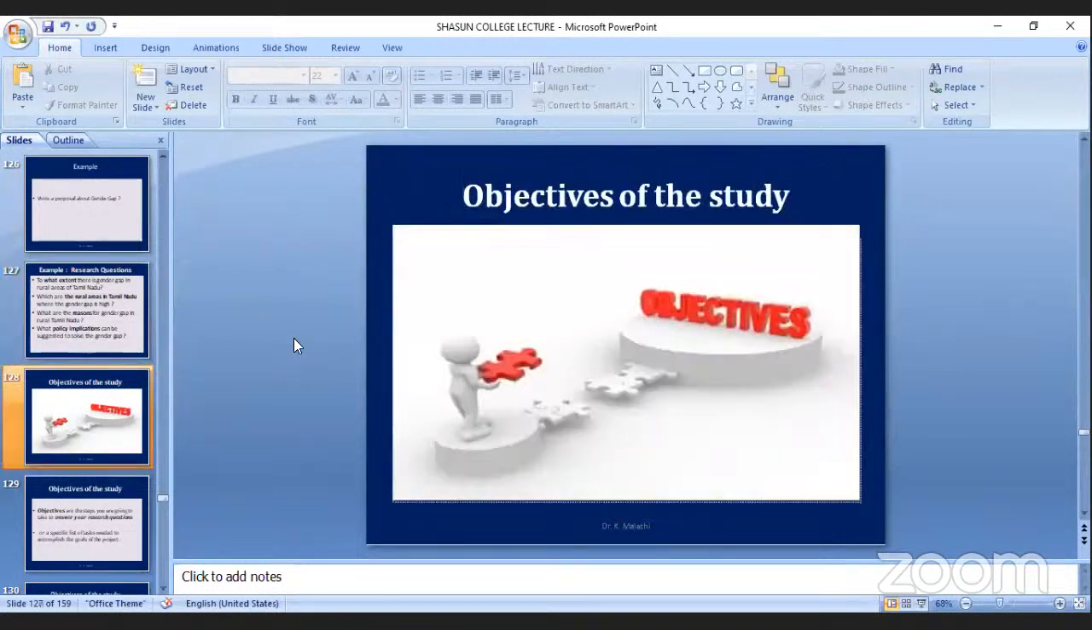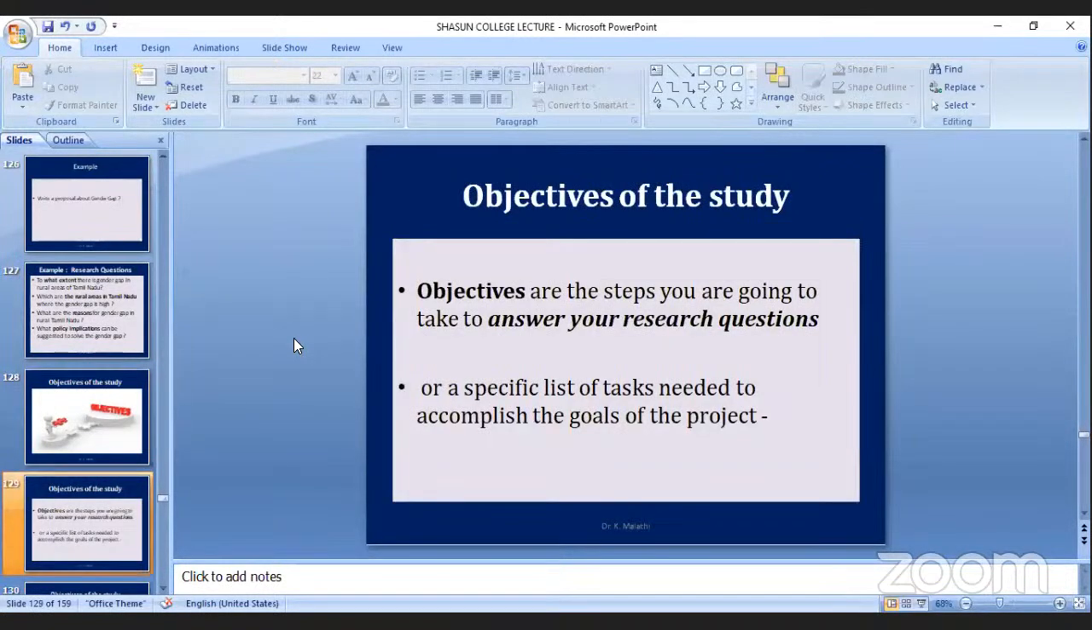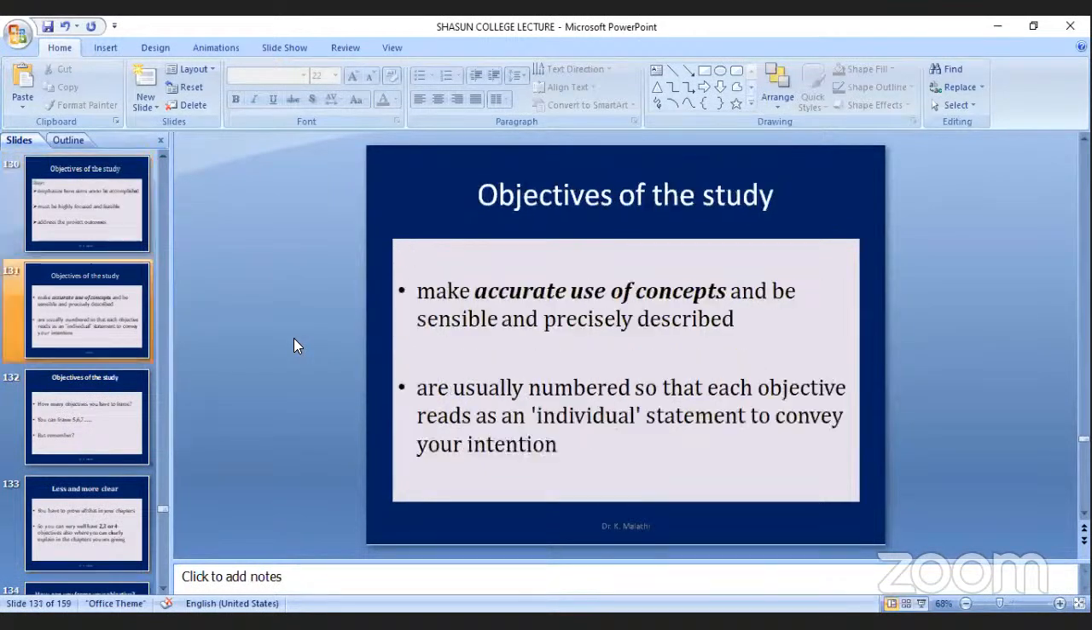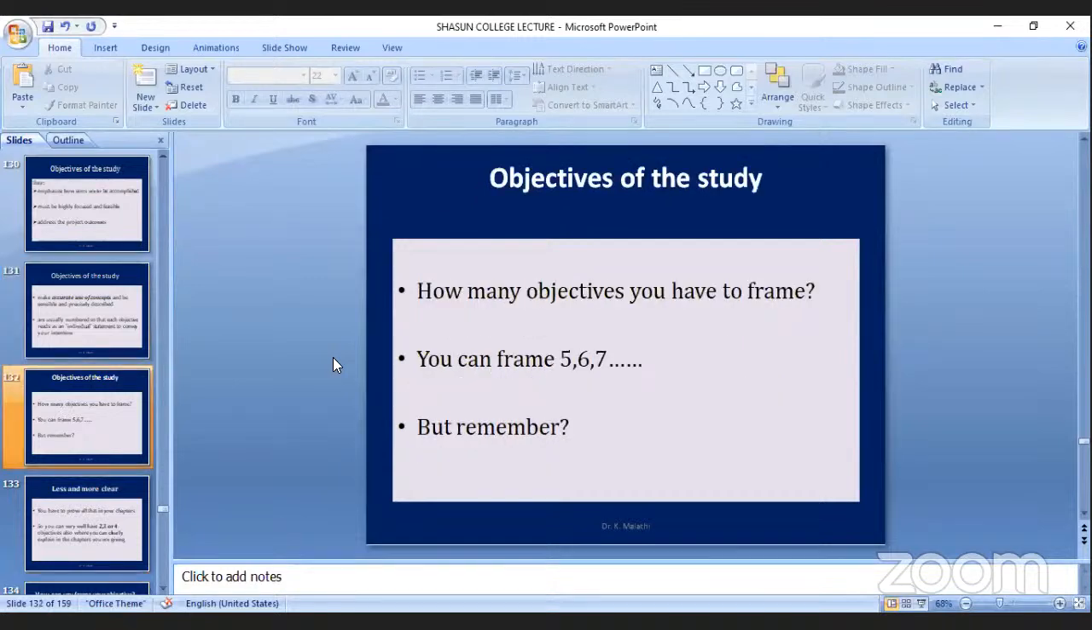Coming to objectives. Objective is also a very important one because you are answering your research question here. When it comes to objectives, use correct and accurate concepts, because you are preparing the objectives of your paper, what you are going to do. You can give many objectives, like 5, 6, 7, 8, 9 objectives. But remember, all the objectives should be explained in your paper. So it's always better.